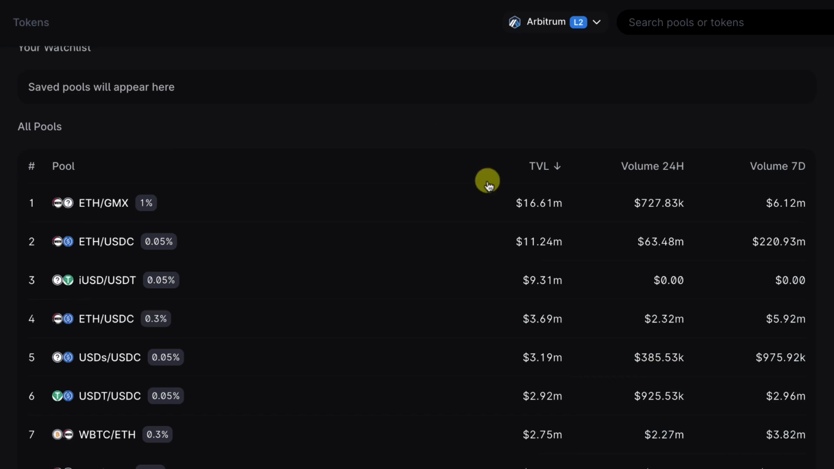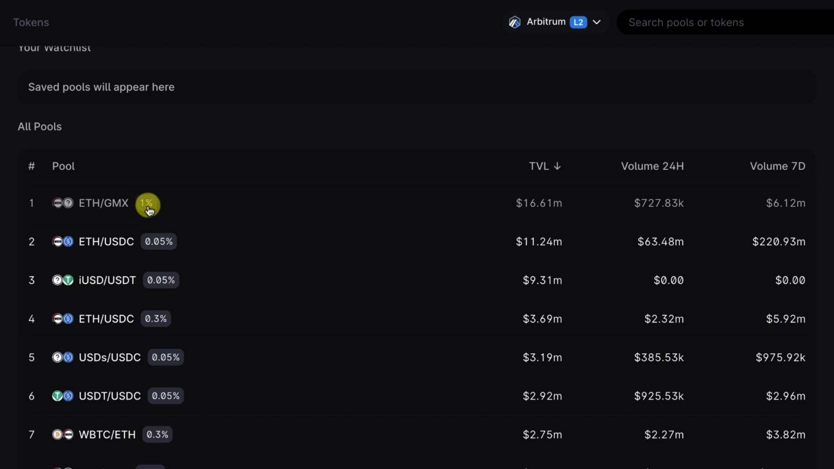So you can see that all the pools right now in Arbitrum are sorted by TVL. TVL stands for total value locked in form of US dollar. You can see the volume for the 24-hour, the volume for the 7-day, and of course the pool. Pool is a pair. Every pool is represented as a pair, which means 2 coins or 2 tokens. And the percentage, the fee over here.